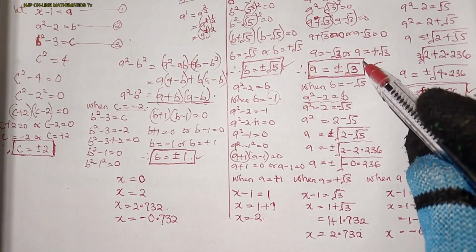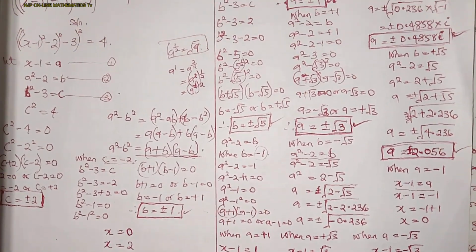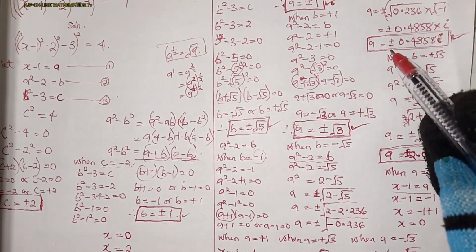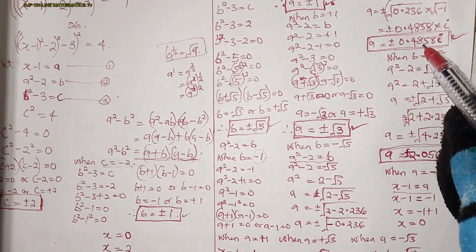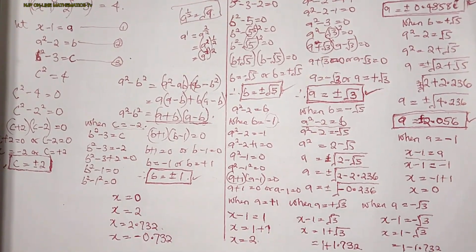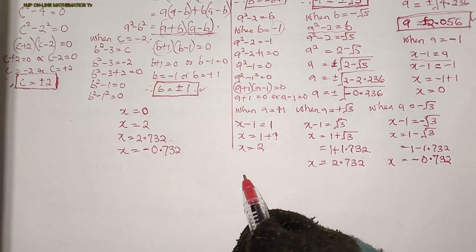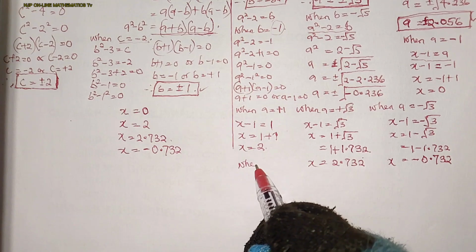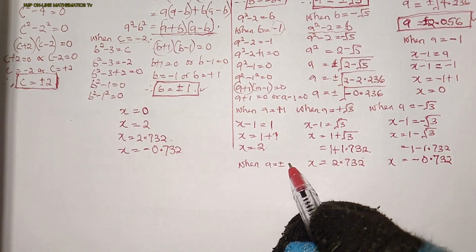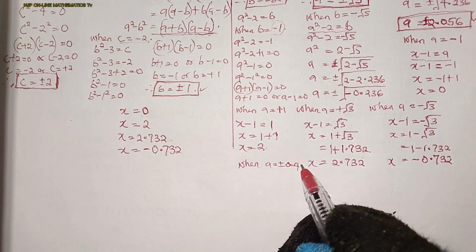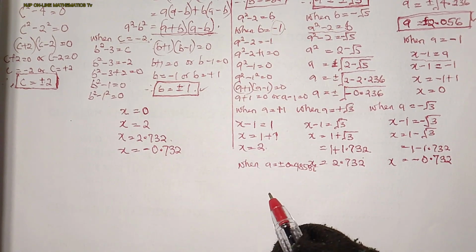This is only when a is positive or negative root 3. Please recall that we also said the value of a is positive or negative 0.4858i. So let's still substitute. We have to substitute now when a equals positive or negative 0.4858i.